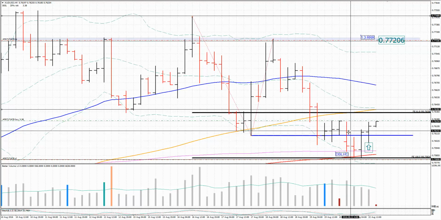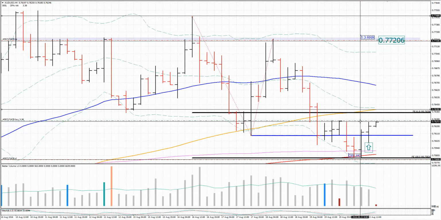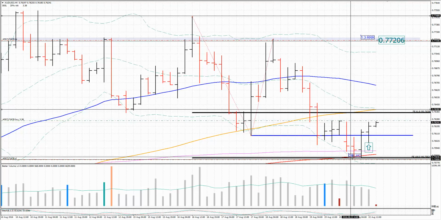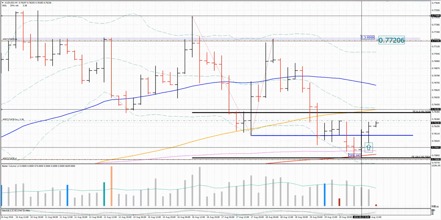This is also the bullish engulfing pattern. It's also the morning star formation, a 3-bar pattern. So a lot of price action confirming bullish behavior on this one, and it is a good time to buy this currency pair.